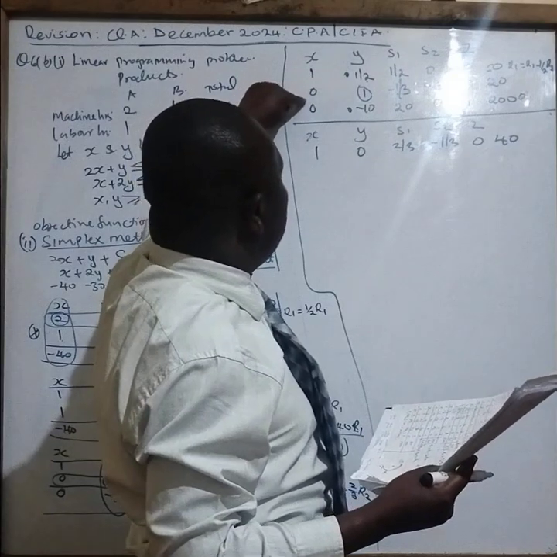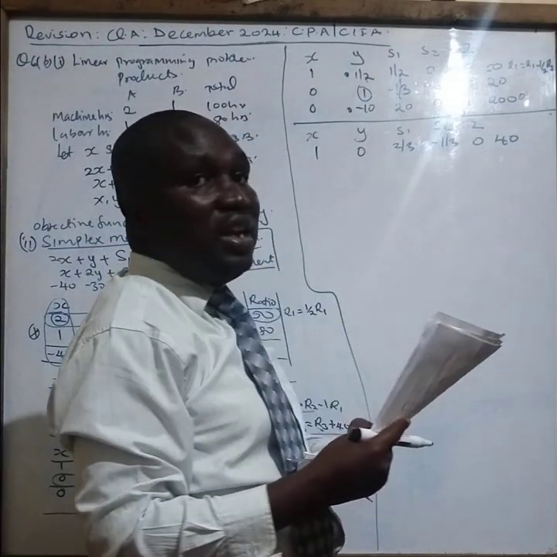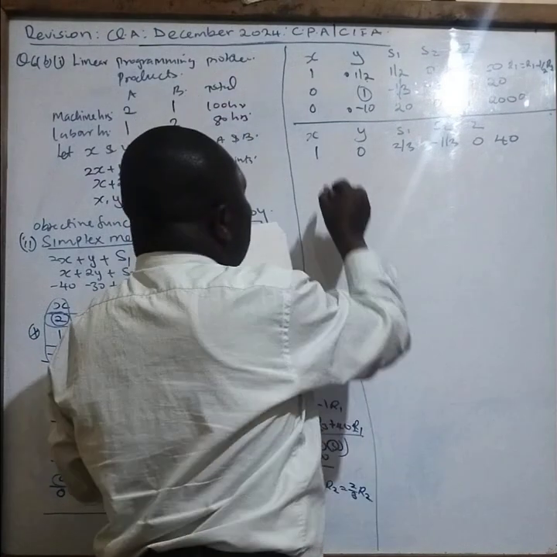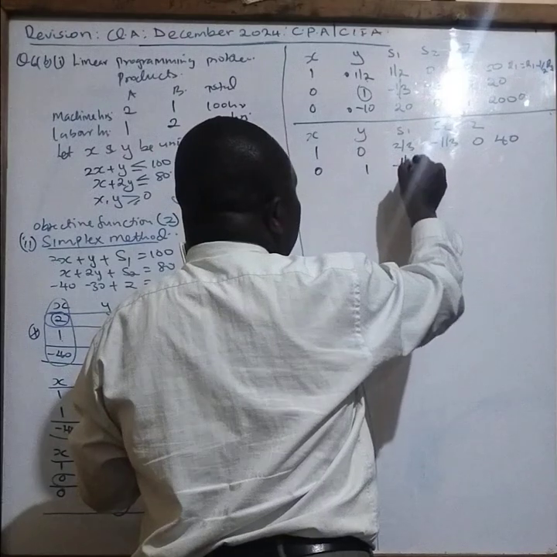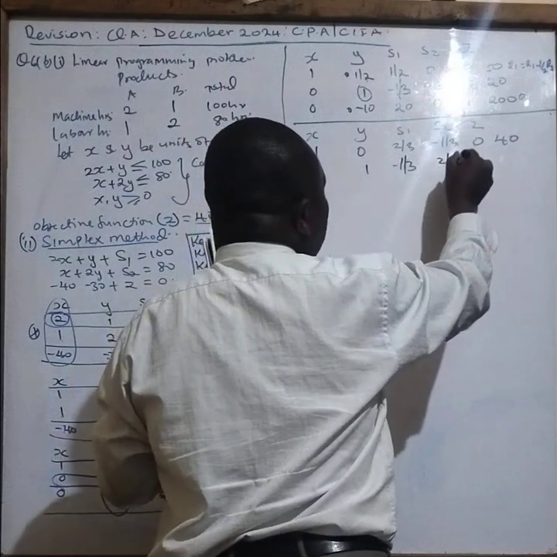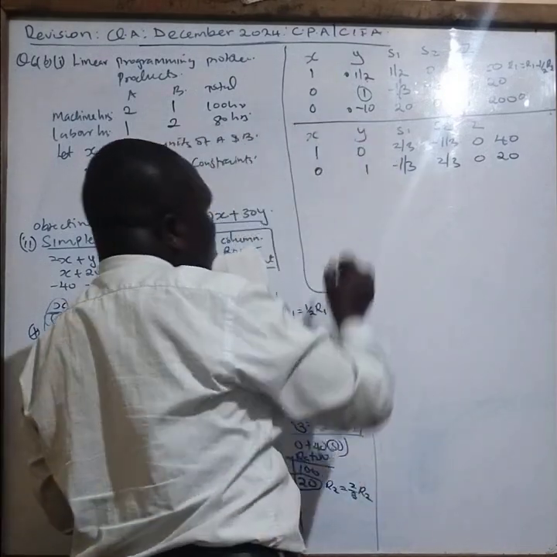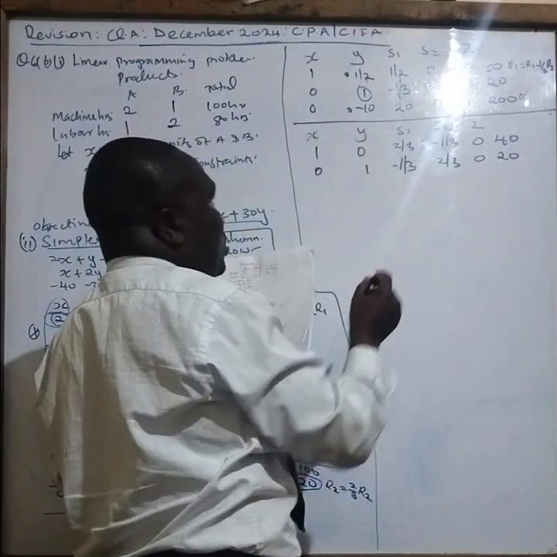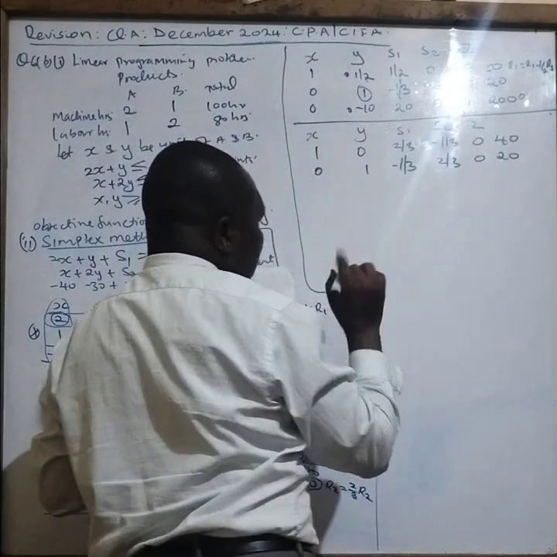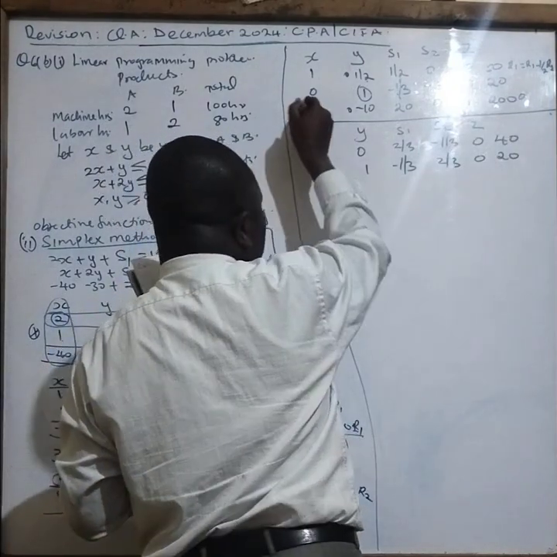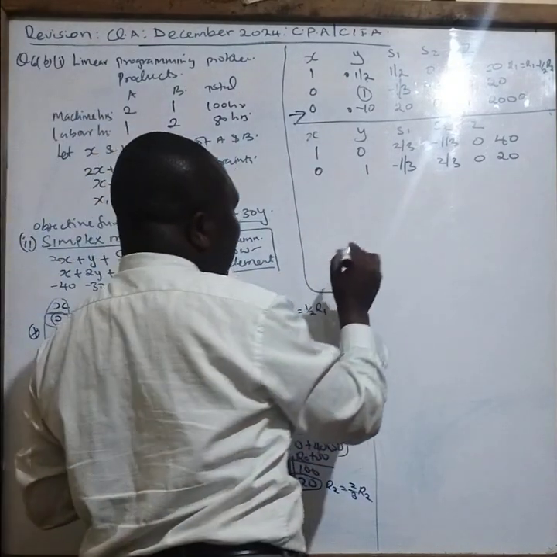Then you go to the second. The second, there is nothing we are doing because we had already done that as the main one element. So it will be 0, 1, negative a third, 2 over 3, 0, and 20. Then the last one, when you substitute the way I've said here, let me repeat that. This I want you to understand from here so that everything will be flowing very well. Look at what I'm going to do.